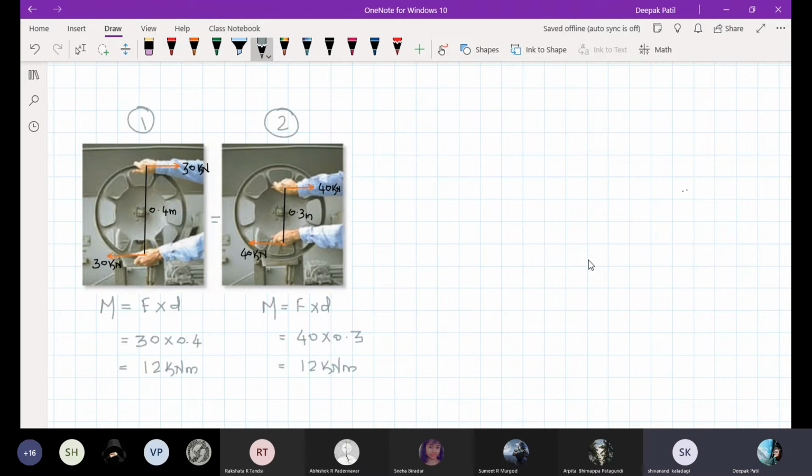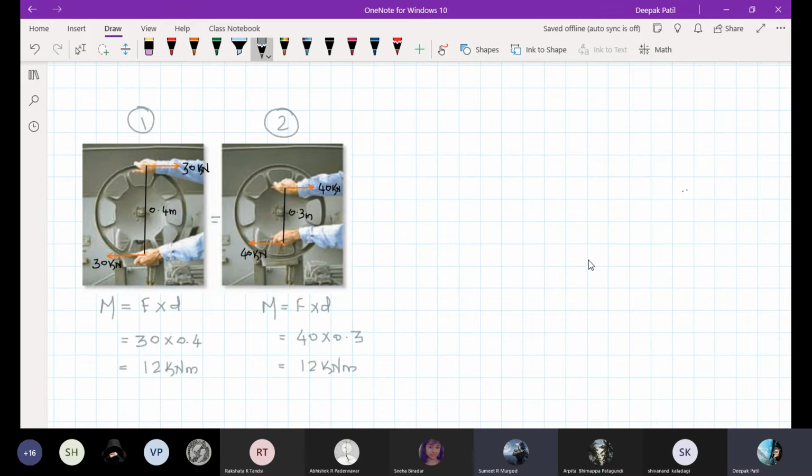Okay, the one who said option 1, can you tell me why you would like to go for option 1? Let your answer be wrong, tell me why you would like to go for option 1. Sir, the force applied is less.